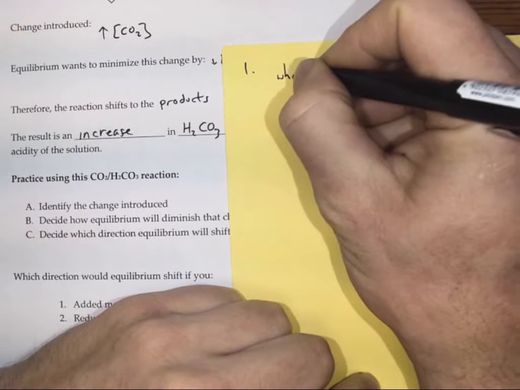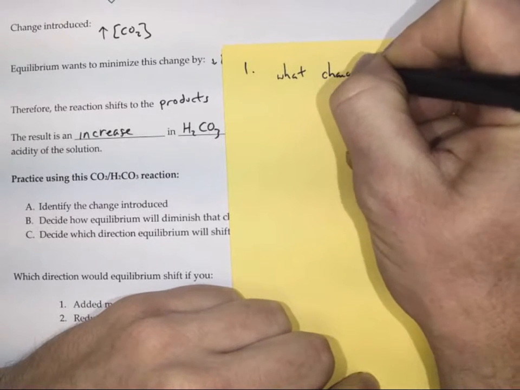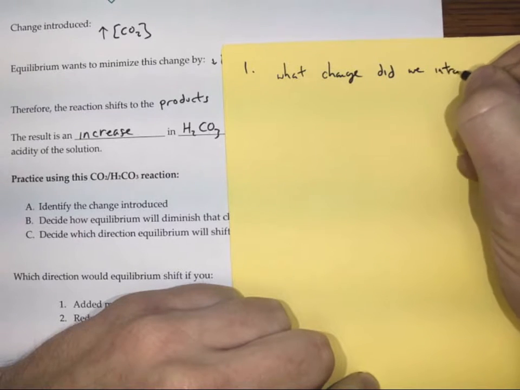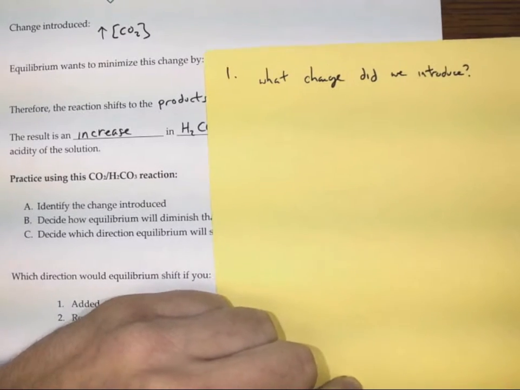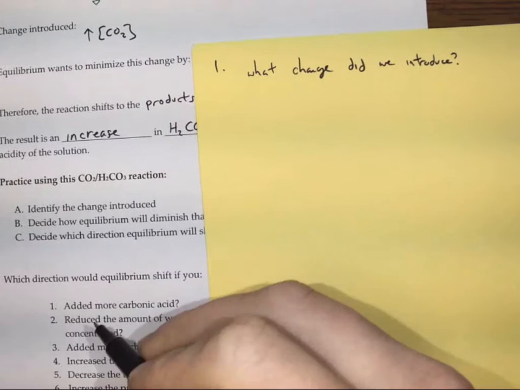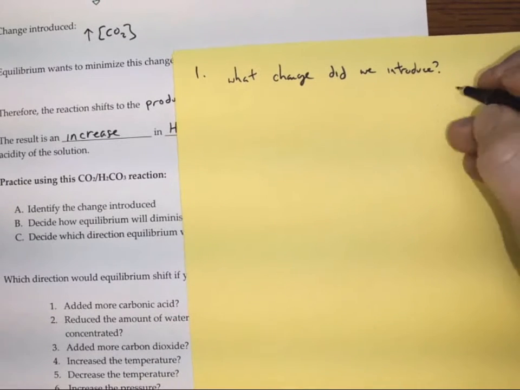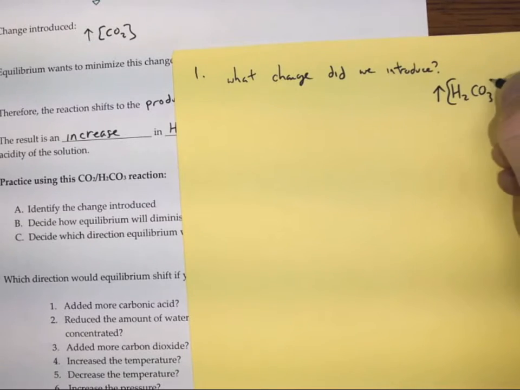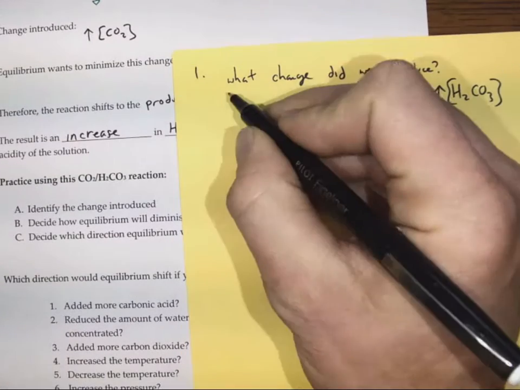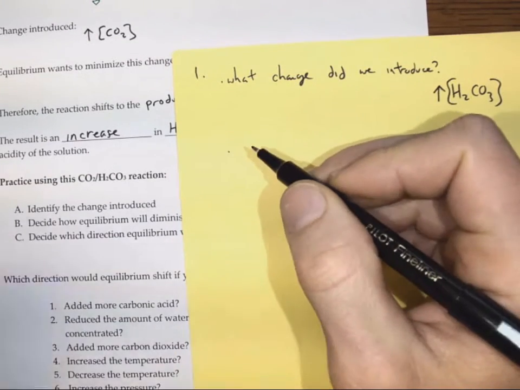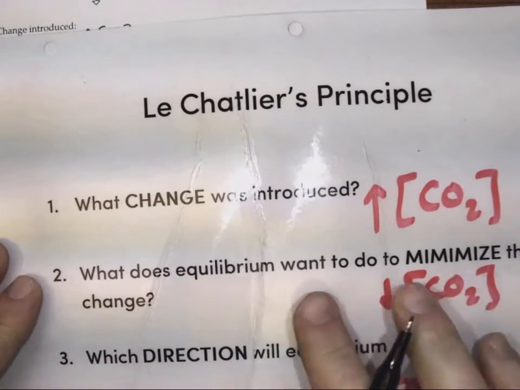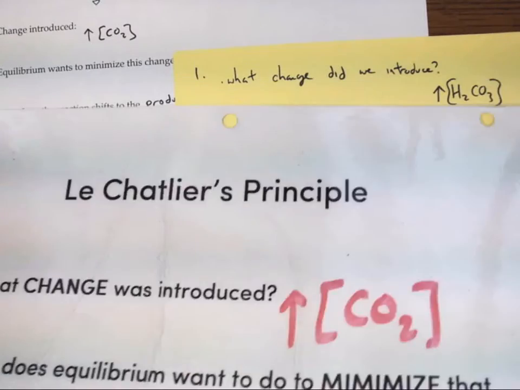So what change did we introduce? Okay, by adding carbonic acid, we increase H2CO3. Okay, so what's the second question we need to ask? Well, what does equilibrium want to do to minimize that change?